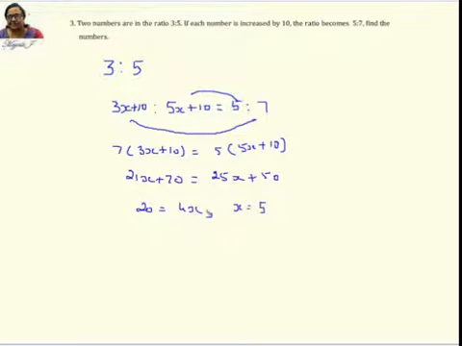20 equals 4x. So x is equal to 5 and you substitute the two values, the two values which you have in terms of x. Any doubt you have? Therefore x is 5, so this is going to be 15 and 25.